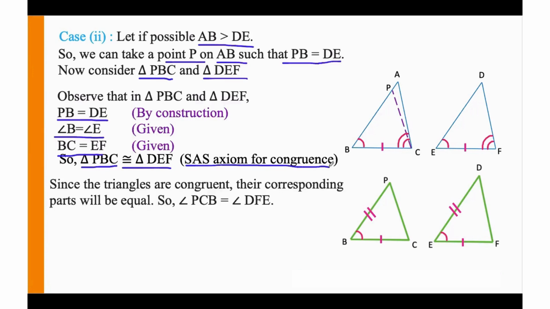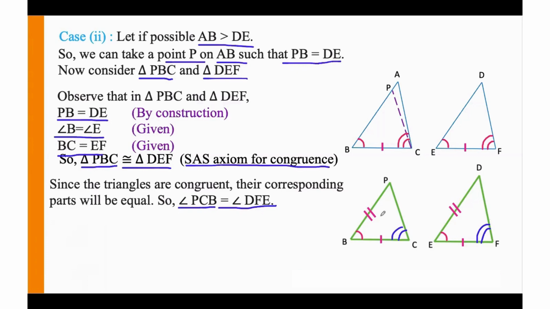Now, since these two triangles are congruent, the green ones, the rest of the corresponding angles also become equal. And so we can say that angle PCB, that means this angle, is equal to angle DFE, that means this angle.